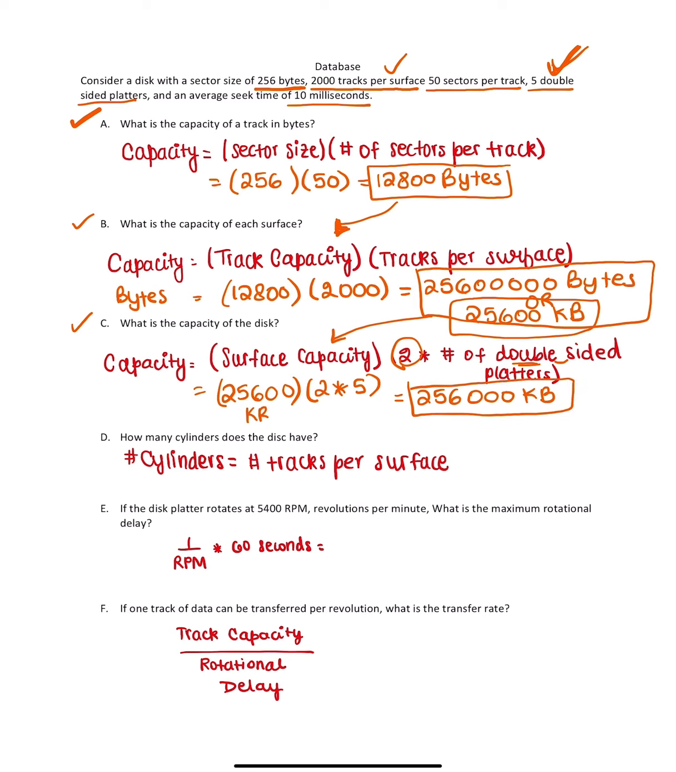This was in kilobytes. Okay, part D. How many cylinders does the disk have? We know that the number of cylinders equals the number of tracks per surface, which is also given to us in the question right here. And the answer is going to be 2,000 cylinders.